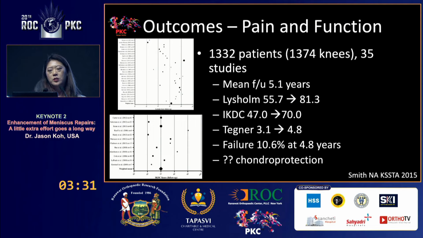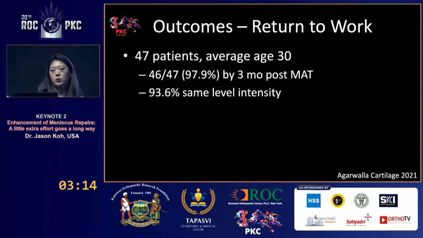When it comes to pain and function, Tim Spalding's group out of Coventry looked at 1,300 patients, with midterm follow-up of about 5 years. All the numbers go up: Lysholm, IKDC, Tegner, everyone gets better, right? But failure rate is around 11%, and chondroprotection is still questionable. We don't know if we can actually stop or halt the progression of osteoarthritis.